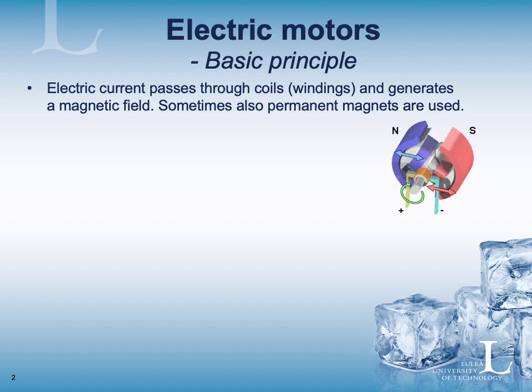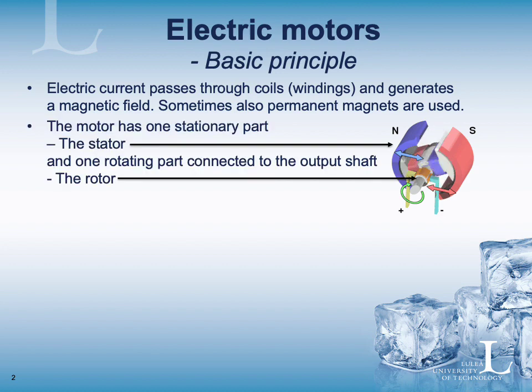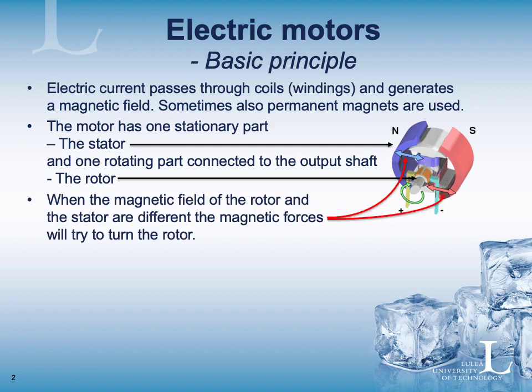We will discuss the components of the motor by looking at this figure, which is a normal brushed DC motor with permanent magnets. The motor has a stationary part, which is called the stator, and that basically consists of two permanent magnets. It has a rotating part connected to the output shaft, which is called the rotor. And when the magnetic fields of the rotor and the stator are different, the magnetic forces will try to turn the rotor, as you can see here, this blue and red arrow.